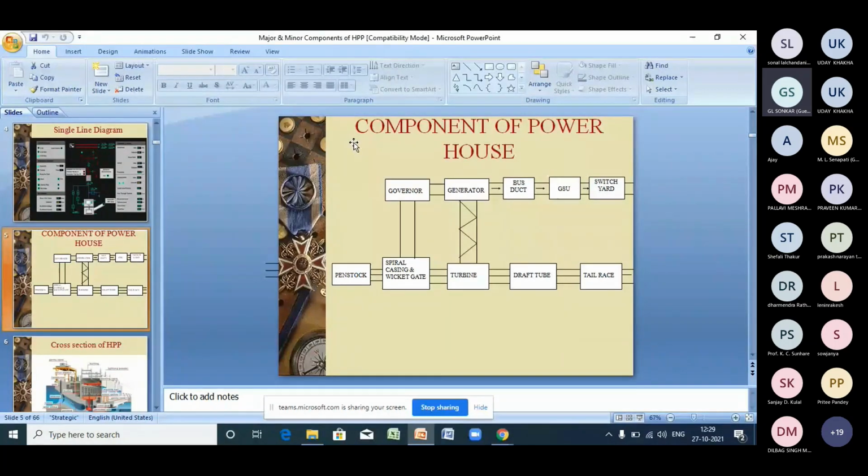Then that is connected to the turbine. Then the turbine is connected to the generator. When your turbine is running, it converts the water energy into mechanical energy. Then it is connected to the generator. Then the generator converts the mechanical to electrical energy. Then in between, you see turbine, generator, governor, and spiral casing wicket gates.